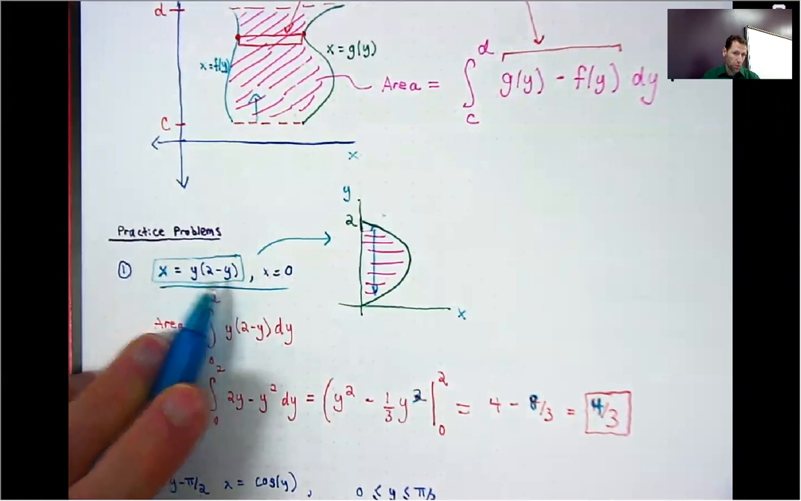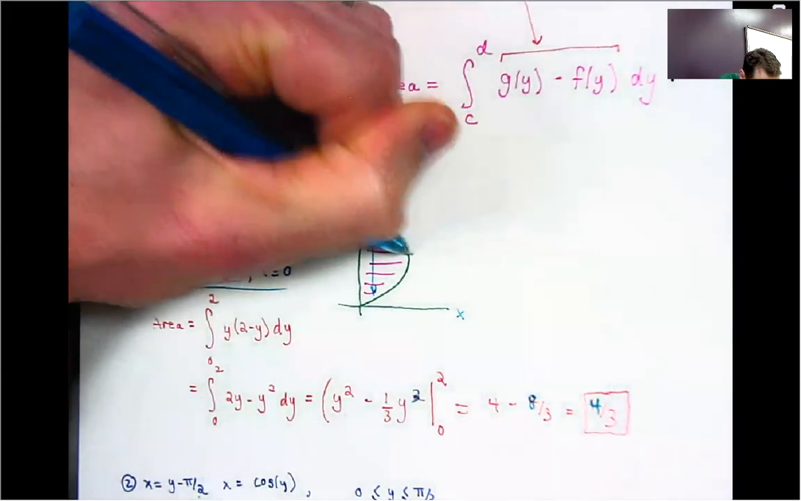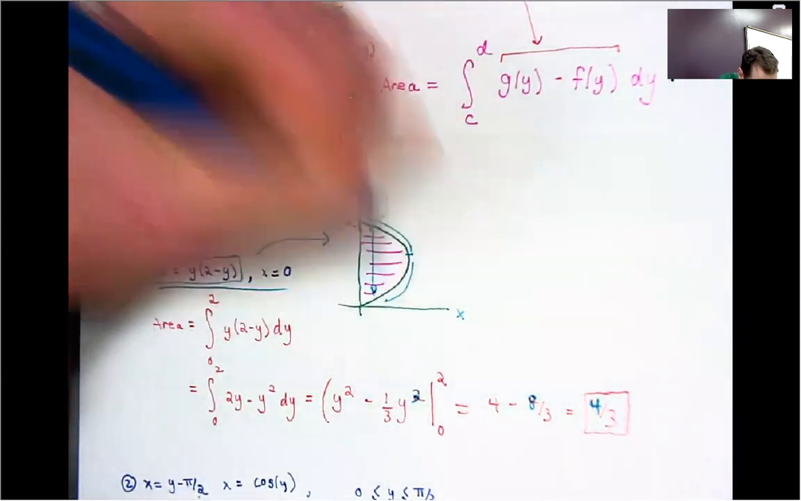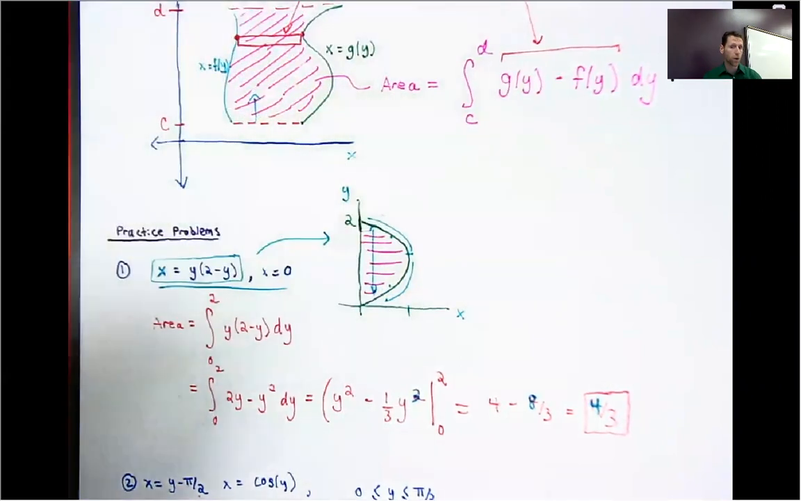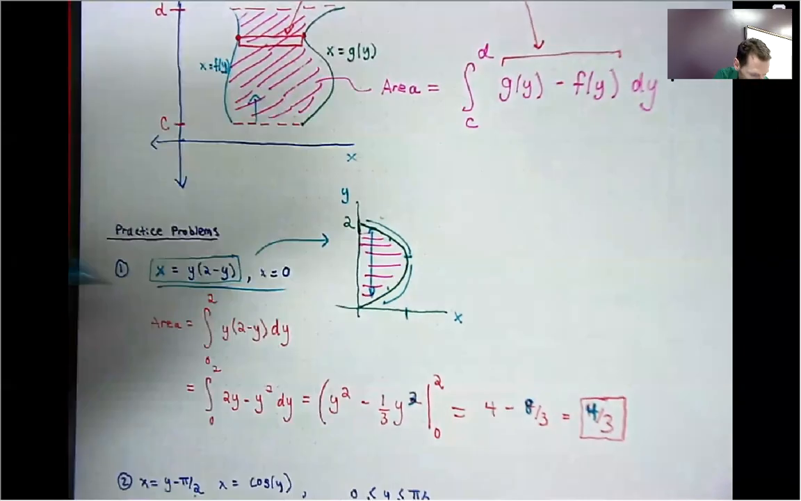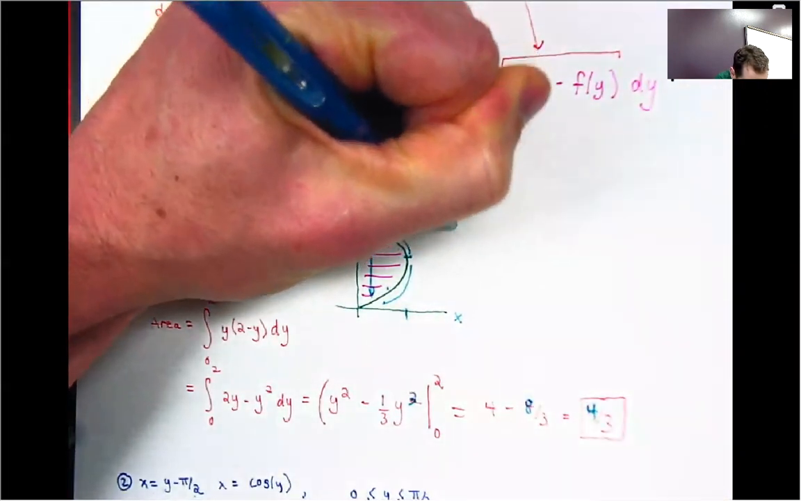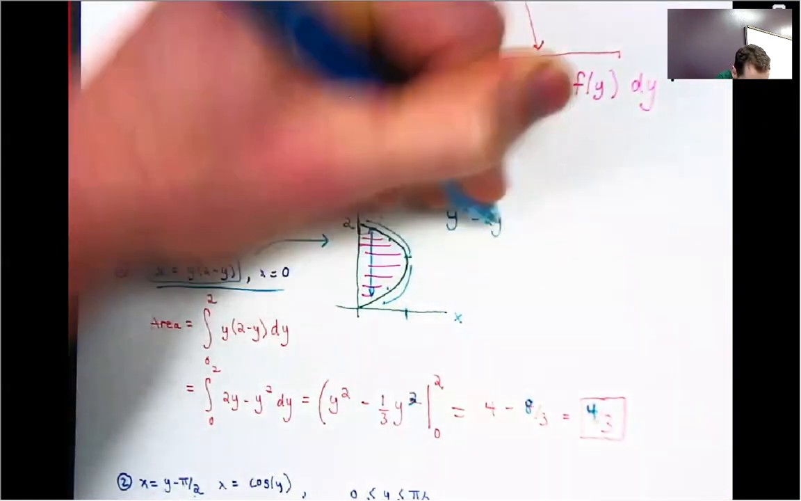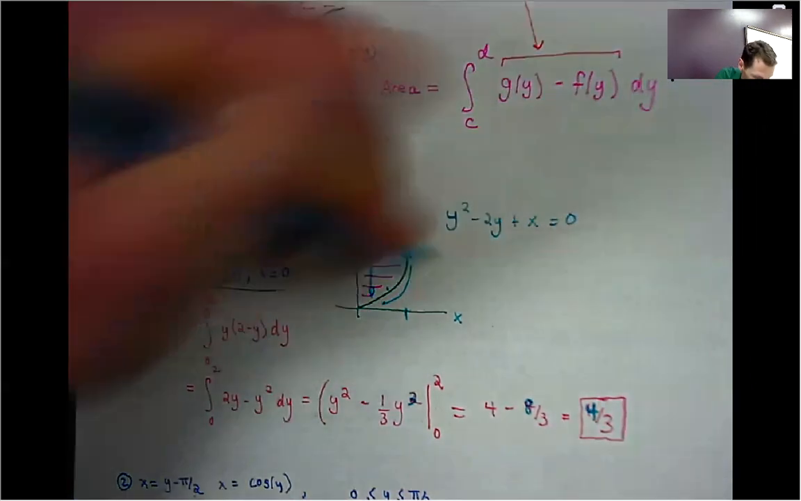You could expand this, bring that x over, use the quadratic formula. You're going to get a top solution and a bottom solution, and you integrate from the bottom to the top, from here to there. That's more work. That's a lot of work just to see those details. I'd write y squared minus 2y plus x equal to 0. I'd have to use the quadratic formula.